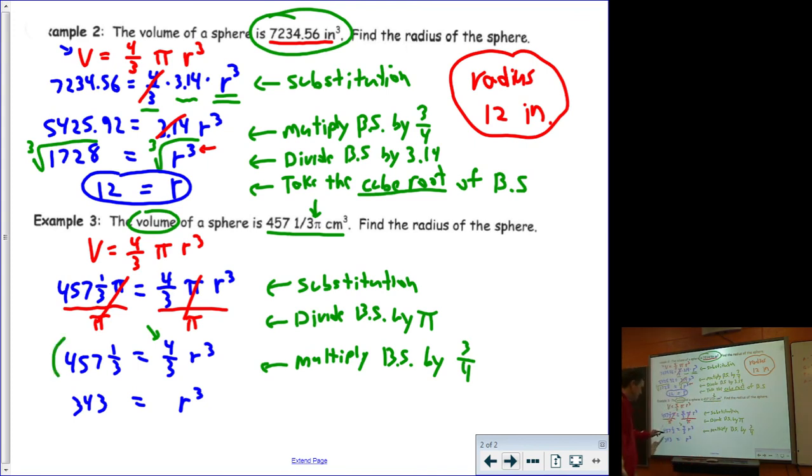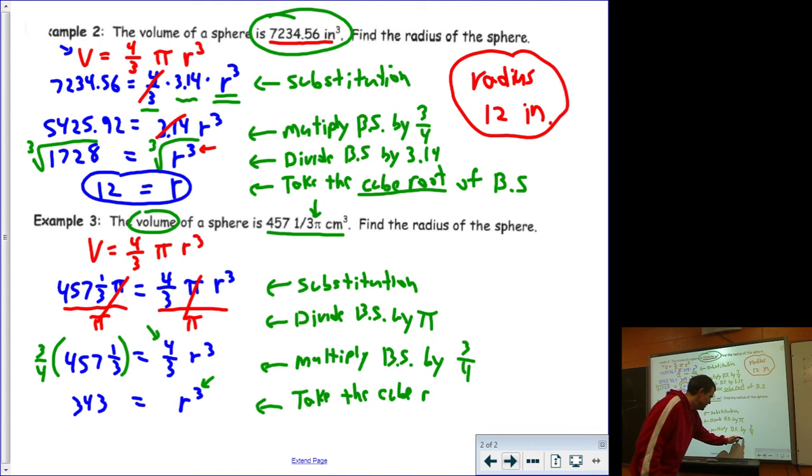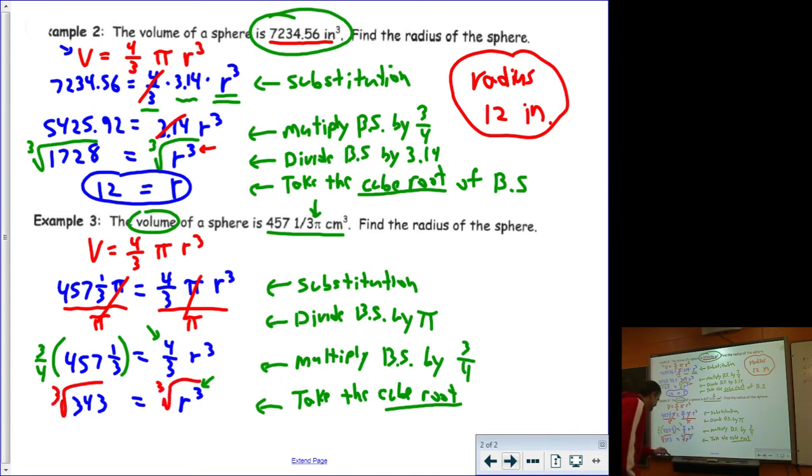You should try that on a calculator. See if you can multiply 457 1/3 by 3/4 and get 343. Make sure you know how to do that. And then the last thing for me to get rid of is the cube here. And of course, to get rid of a cube, we take the cube root. So I'm going to go ahead and take the cube root of both sides.